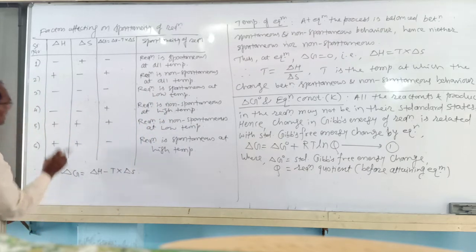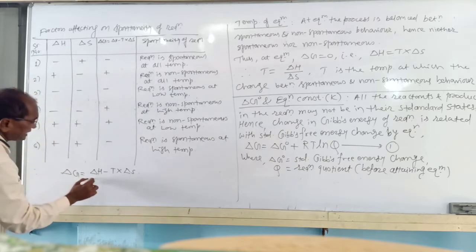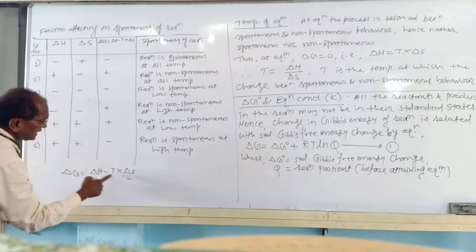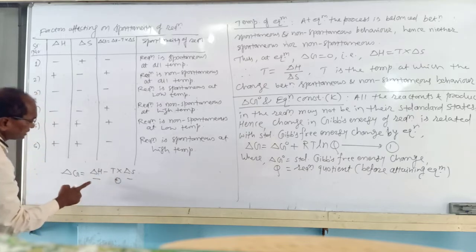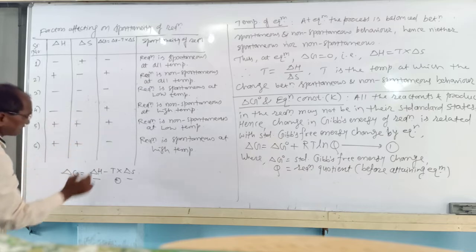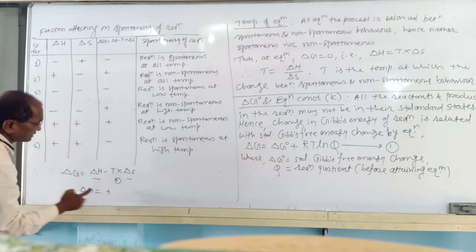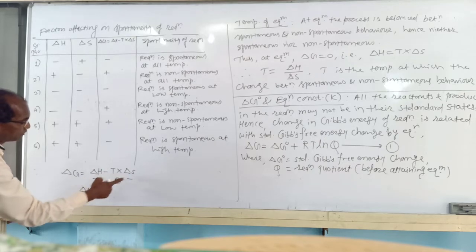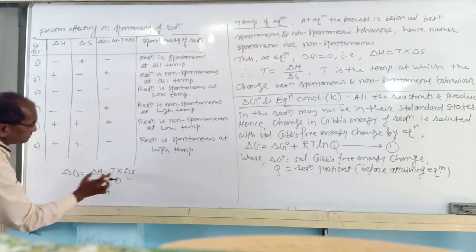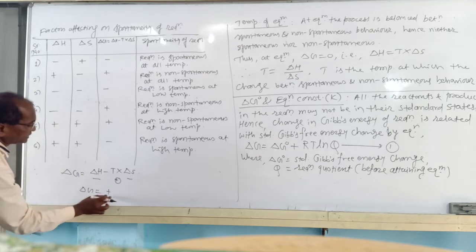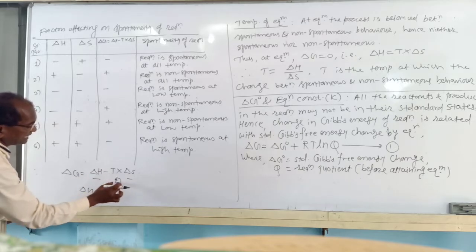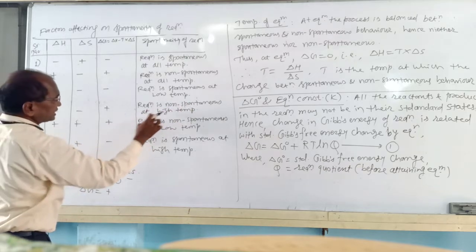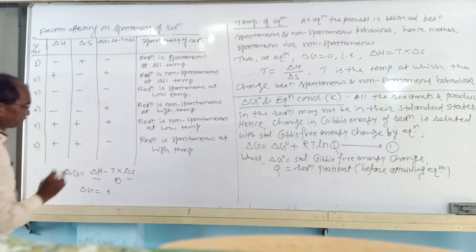Then fourth number, ΔH is negative, ΔS is also negative, negative into negative is positive, and our answer is ΔG is positive. When it is positive, ΔH is negative, the product TΔS is positive, and this product must be greater than ΔH, then ΔG is positive. And this product is greater at high temperature. Therefore, the reaction is non-spontaneous at high temperature.